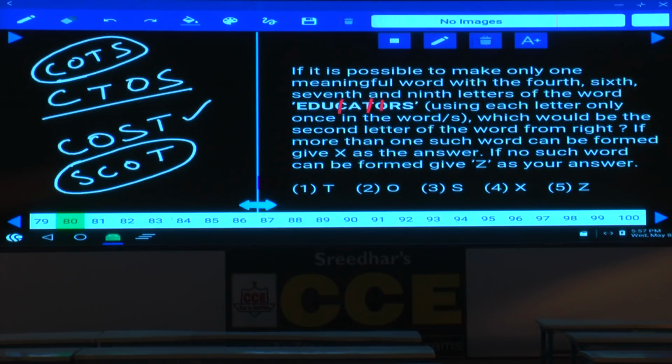Hence word formation, it is always a lucky part.